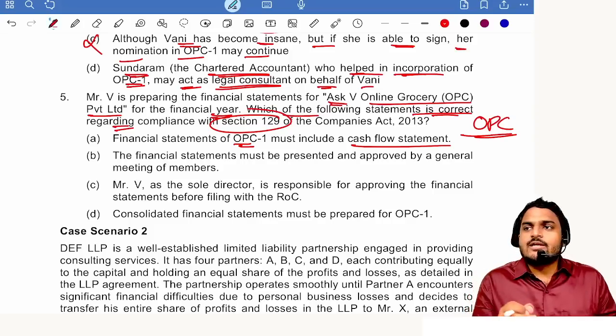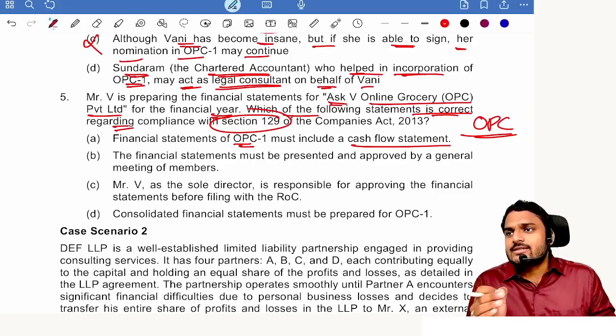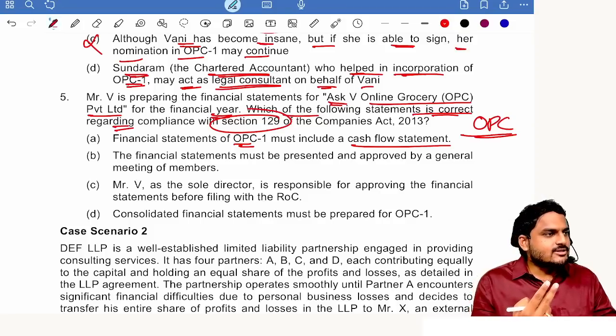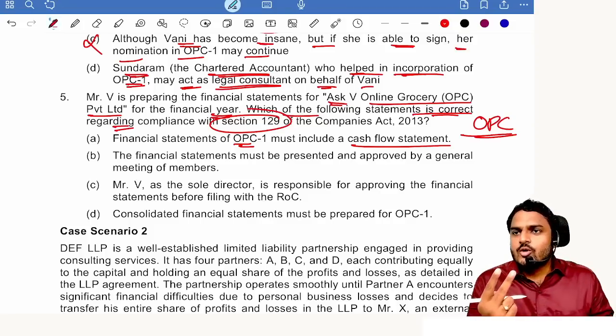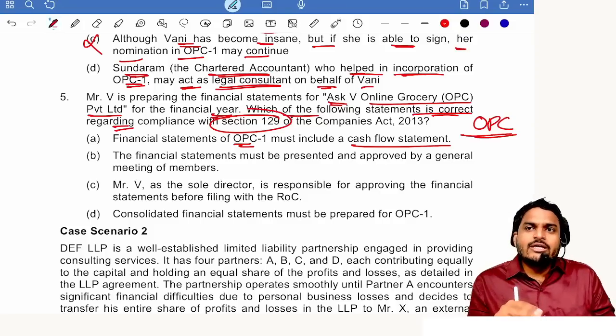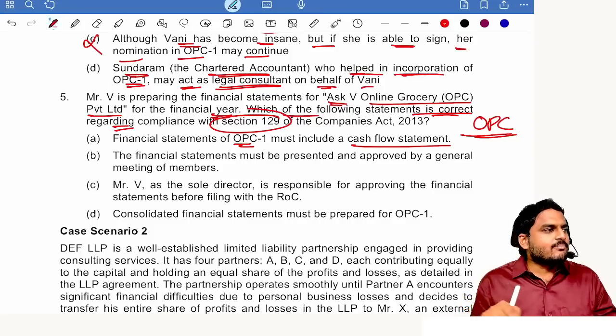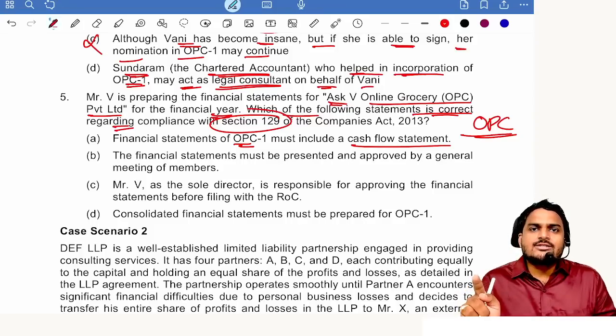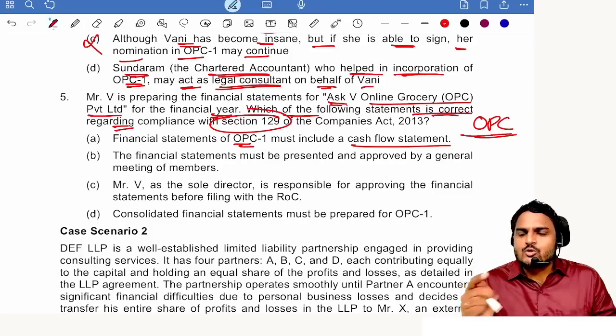Private limited company with paid up share capital less than 100 crores is not counted for the purpose of ceiling limit of auditor. 20 companies limit is there, right? Ceiling limit, how many companies? 20. While counting 20, private limited company with paid up share capital less than, it's not less than or equal to, less than 100 crores is excluded.